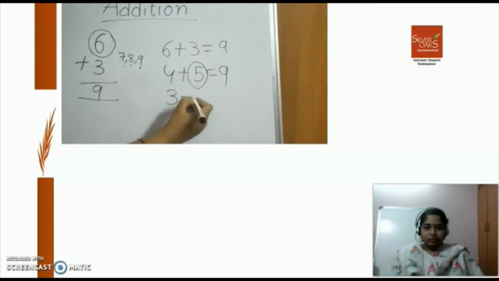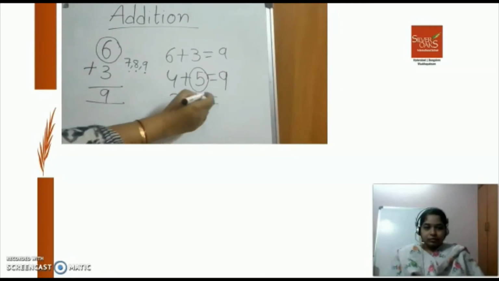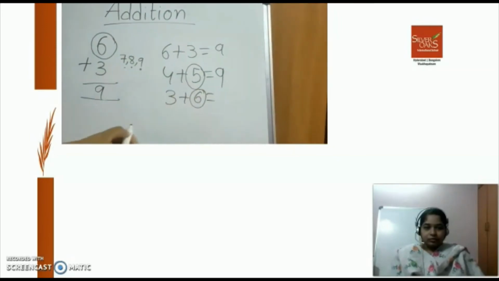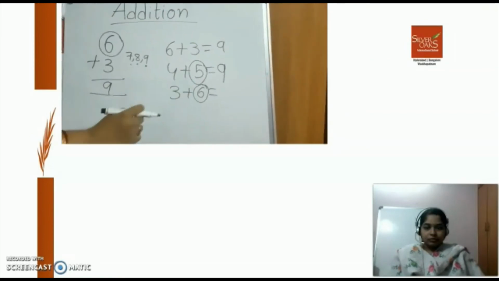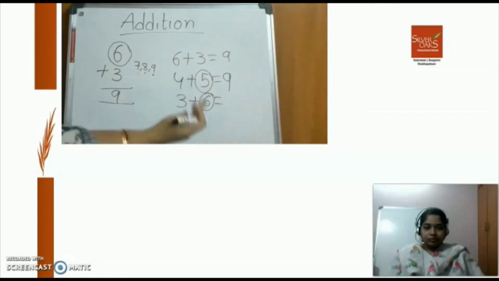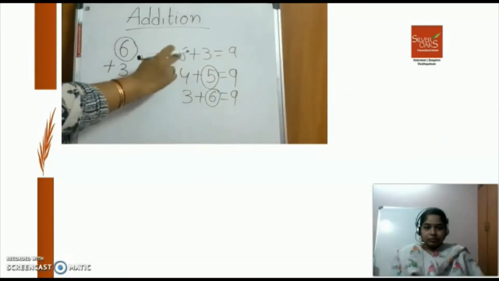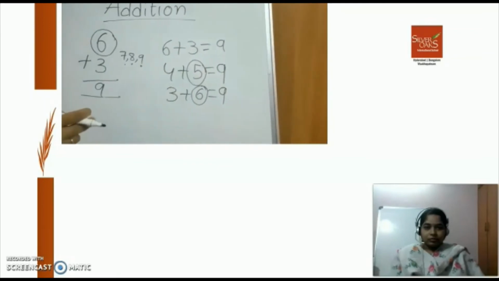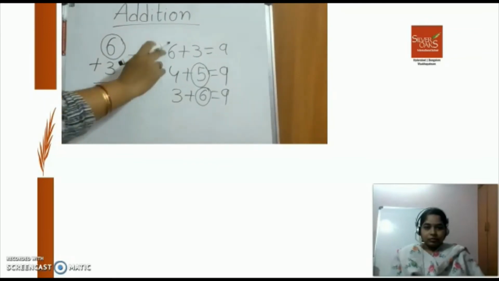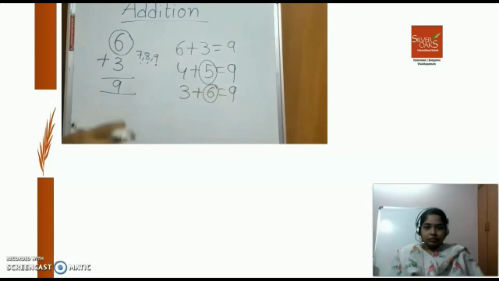The next one is 3 plus 6. Now, in 3 plus 6, the bigger number is 6. From 6, you have to count forward. 7, 8, 9. See, 6 plus 3 is also 9 and 3 plus 6 is also 9. In addition, if you flip the numbers also, the answer remains the same.